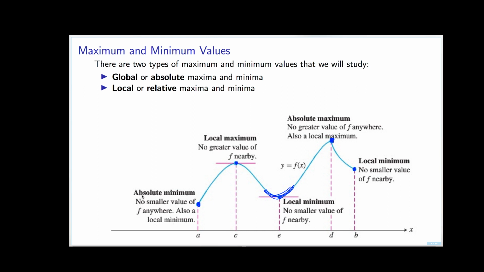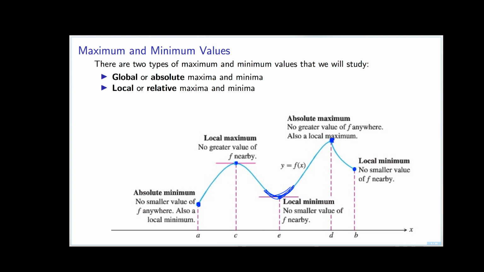We also call absolute mins and maxes local as well. So an absolute is both an absolute and a local, because if we look at our absolute min at x equals a or absolute max at x equals d, it's also true that there's no smaller, in the case of a, or larger, in the case of x equals d, value nearby. So absolutes are also local, locals are not also absolute.